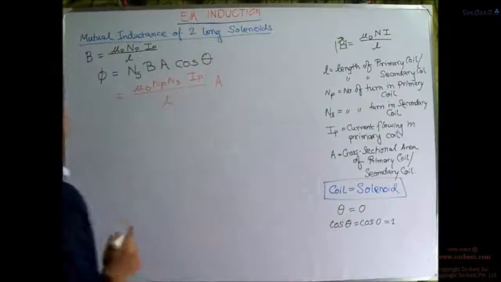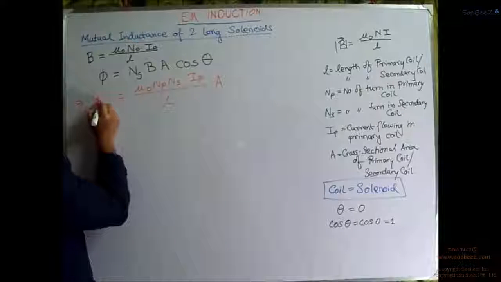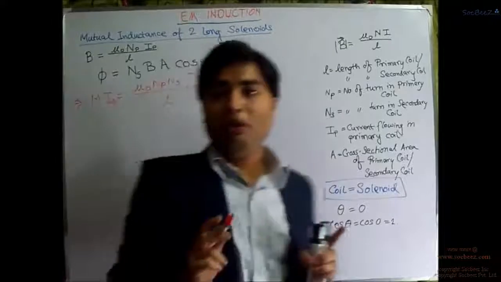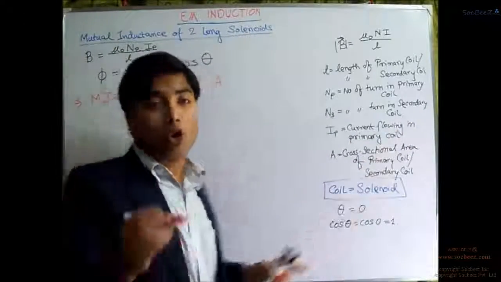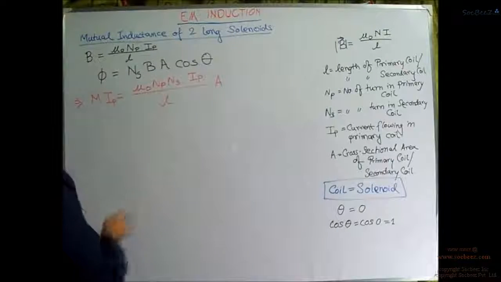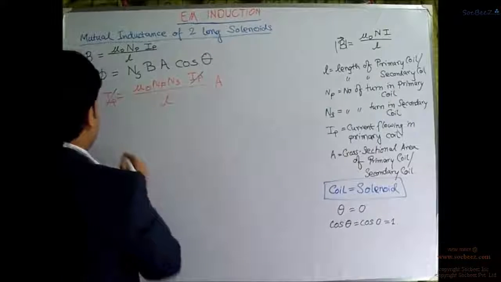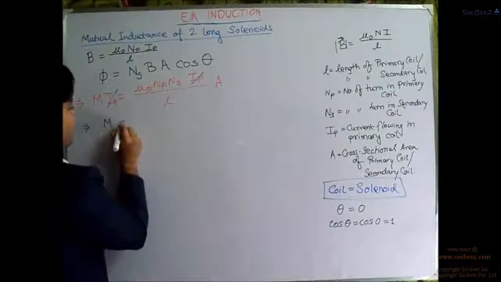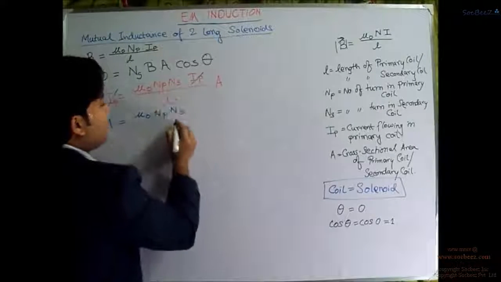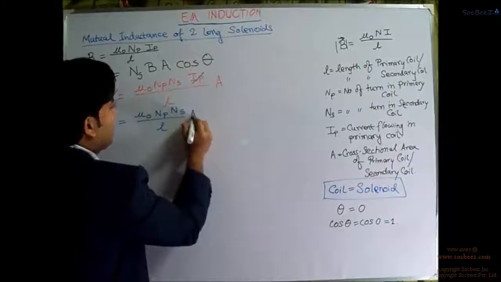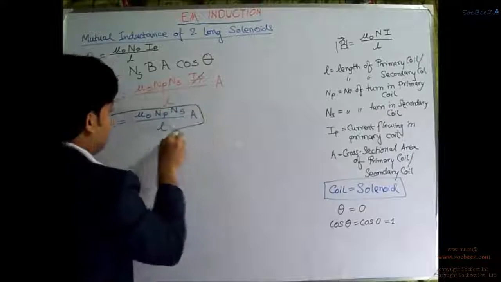Right? Now, this phi we could write as M IP, the mutual inductance multiplied by the current flowing in the primary coil, IP, right? So the IP could get cancelled like this, okay? And we get the equation M equals mu naught multiplied by the number of turns in the primary multiplied by the number of turns in the secondary divided by the length multiplied by the area. So this is the formula which we get for the mutual inductance.